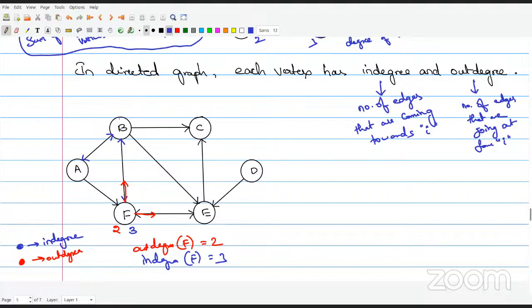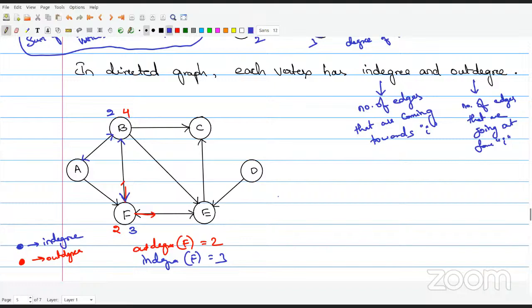How many edges are coming towards B? 2. And what is the out degree of B? 4. B to A is there also, and B to F is also there. You have to see the outward edges: B to A, B to F, B to E, B to C. So 4.